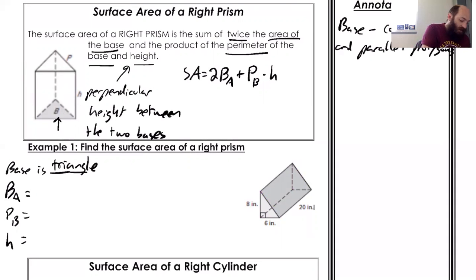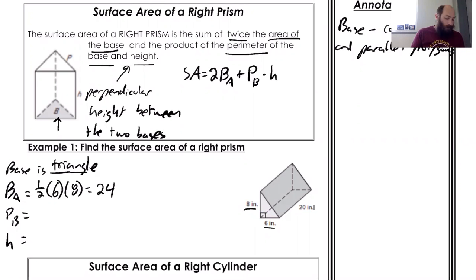So that means for the area of the base, we're going to use our formulas from last unit. So I'm going to do 1/2 the base times the height. Now, remember, this is a different base and height because we're talking about the triangle from before. These have to be perpendicular. So that's why I can use 6 and 8 here. So 1/2 of 6 times 8 is going to give me 24.